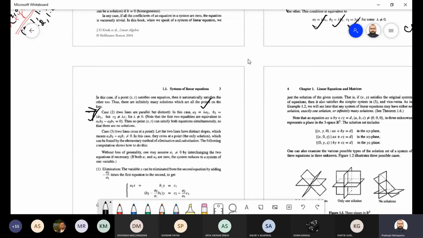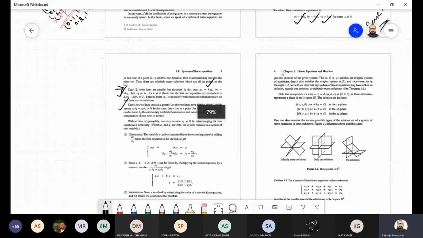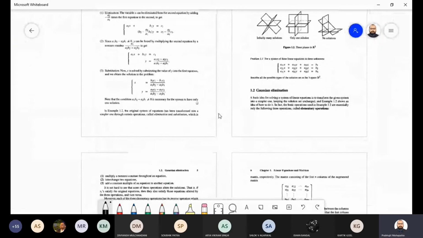Also, the left hand side being the same means A1 B2 minus A2 B1 should be equal to 0, because you are taking the same value. But if A1 B2 minus A2 B1 is not equal to 0, that means they are distinct straight lines with different slopes. That way it will be case 3. So this is the basic thing. I took a lot of time to discuss it.